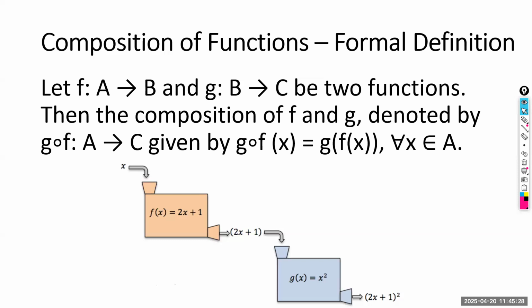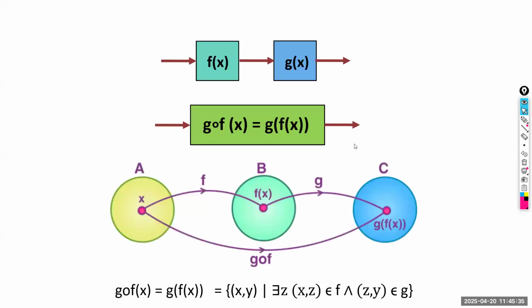So f of g, g of f. Okay. Two different things. So this is g∘f. First we do f. To that result we do g. So first we do f.